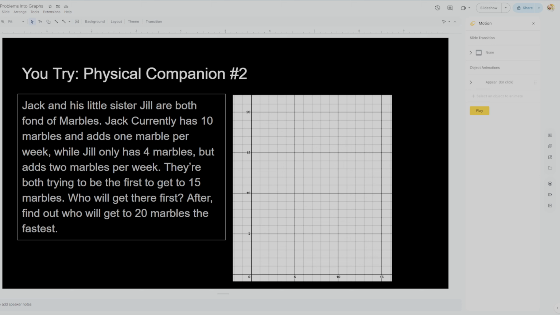All right, guys. For this problem, we're going to first read through it, and then we're going to answer it piece by piece, row by row. So let's go ahead and start reading.